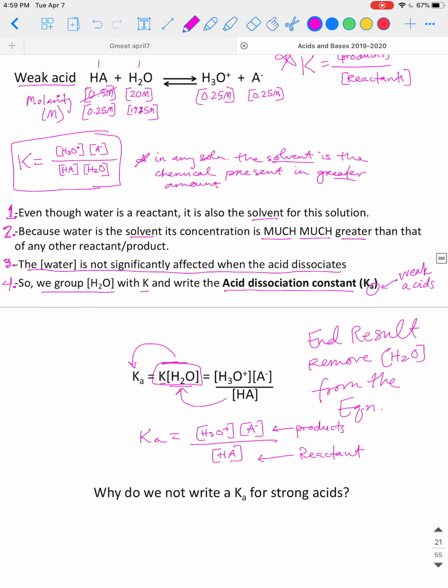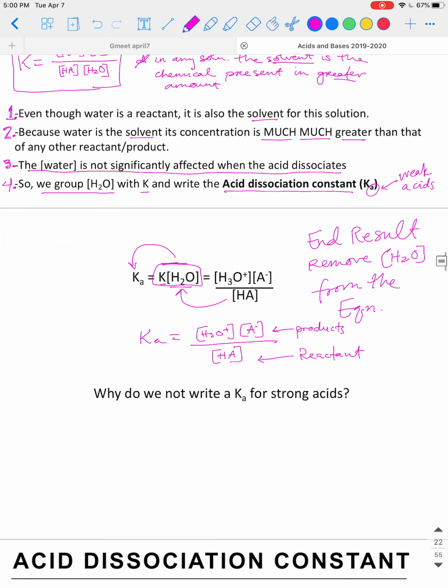Now, a follow-up question to see what you gathered when we were talking about the strength of acids. Why do we not write Ka for strong acids? Before I answer this, I want you to think about that. Why do we not write Ka for strong acids? Maybe you have the answer in your head. Maybe you write it down in your notes.